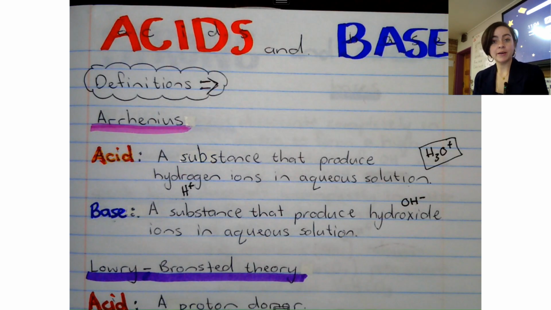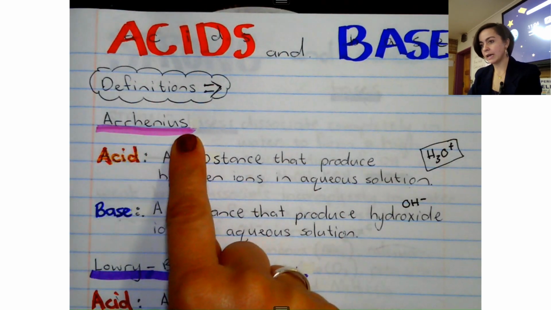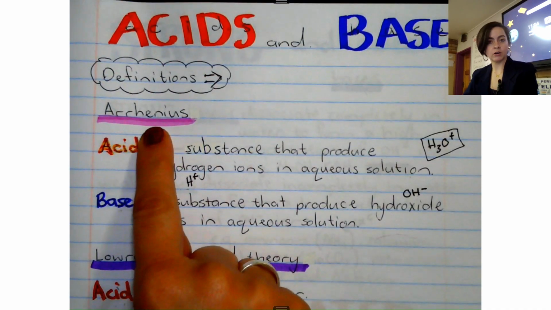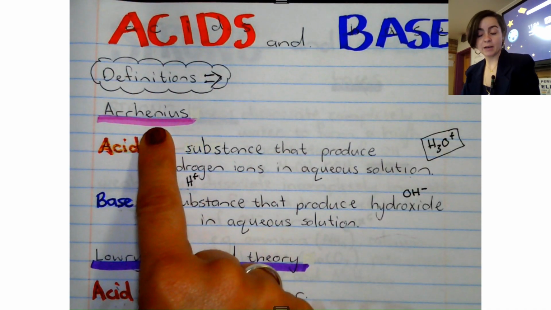So we're talking about acids and bases. Now let's first look at the definitions. We have two sets: Arrhenius' definitions as well as Lowry and Bronsted's theories. Let's start with Arrhenius, and these are obviously according to your exam guideline.